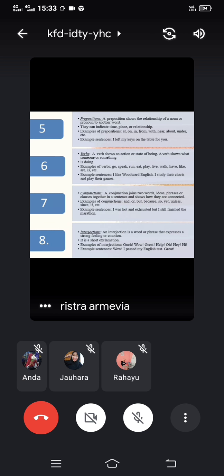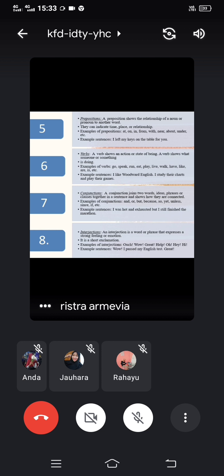Number 7, conjunction. A conjunction joins words, ideas, or clauses together in a sentence and shows how they are connected. Examples of conjunctions: and, or, but, because, so, yet, unless, since, if. Example sentence: I was bored and exhausted, but I still finished the marathon.